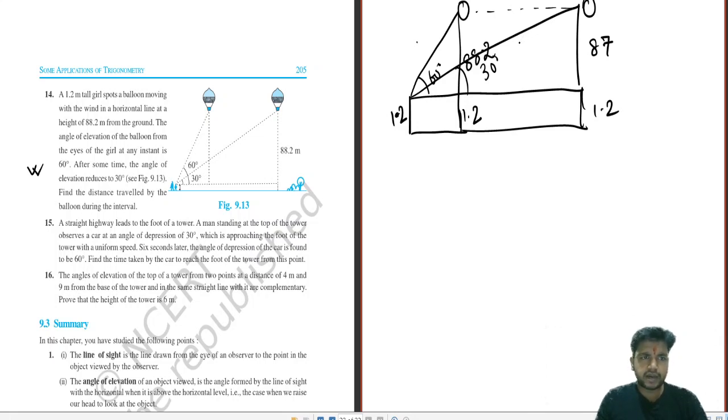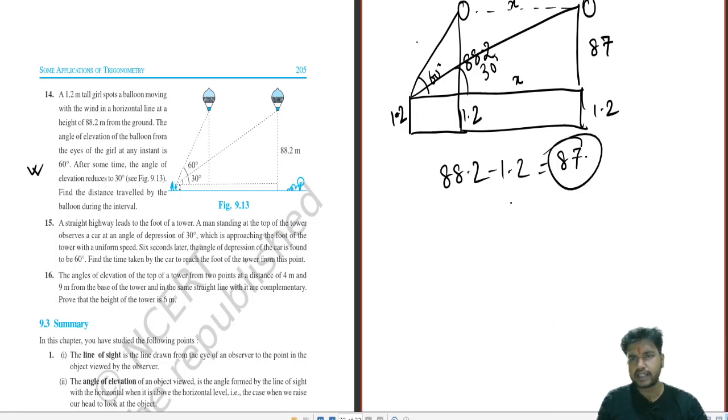Find the distance traveled by the balloon during the interval. That means we have to find this. So let us find this first. Now if this is 88.2 and the girl's height is 1.2, therefore the height of the balloon from the ground, let us take it as 88.2 only, obviously. No, this would not give us that. Yeah, we have to take 87 because we are solving from this diagram.